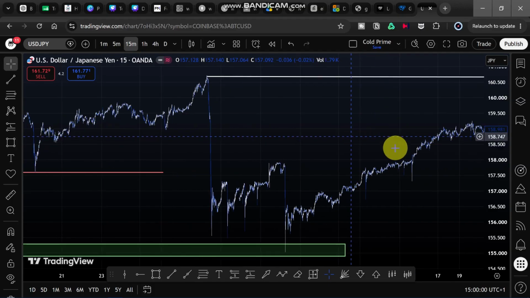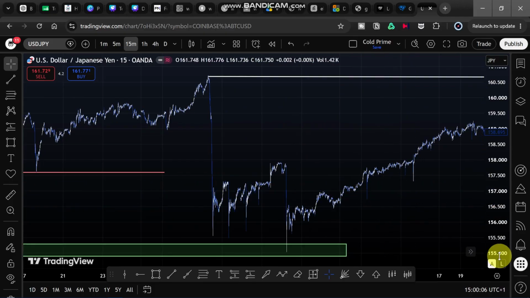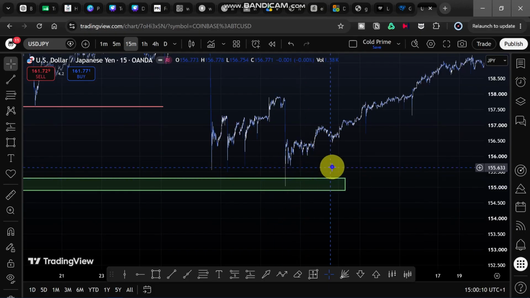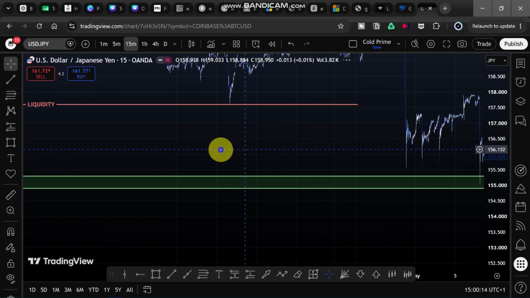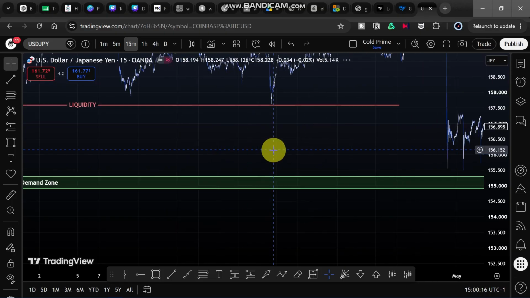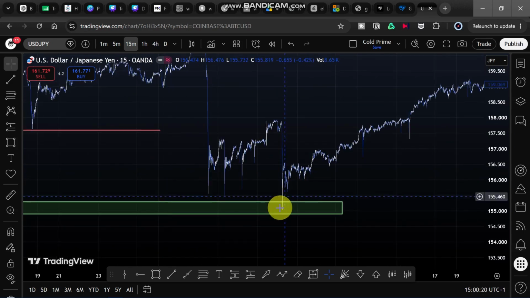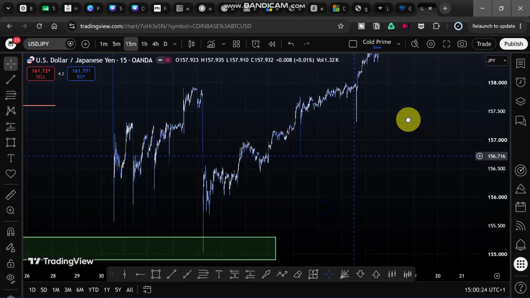So now what do we have? Right? We're looking for a perfect entry. So now once the market tapped on that 0.618 level, this is our Fibonacci level here, and this is also our demand level or demand zone level. So once the market tapped on it, we're now looking to buy.